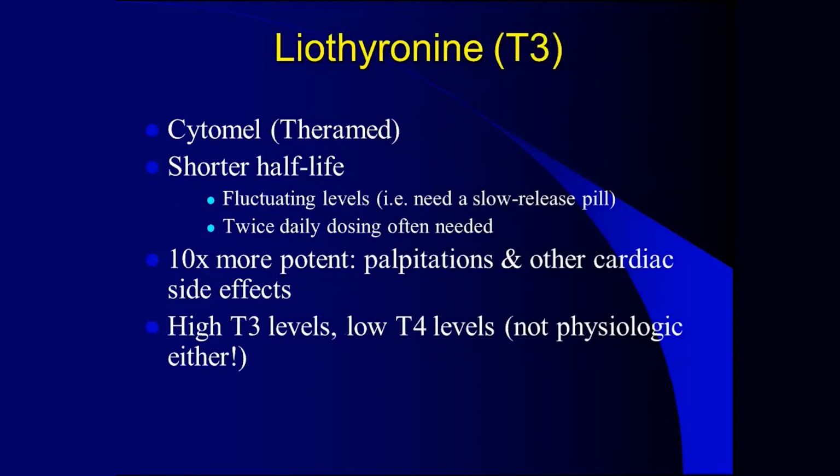Next is liothyronine, or T3. This, as I discussed earlier, has a much shorter half-life than T4. Hence, we need a slow-release pill, and twice daily dosing is often needed. It is 10 times more potent, hence palpitation and other cardiac side effects are more common. Also, high T3 levels with low T4 levels are not physiological either. Hence, T3 is not the preferred treatment for patients with hypothyroidism because of more frequent dosing, more side effects, and it is not physiological either.